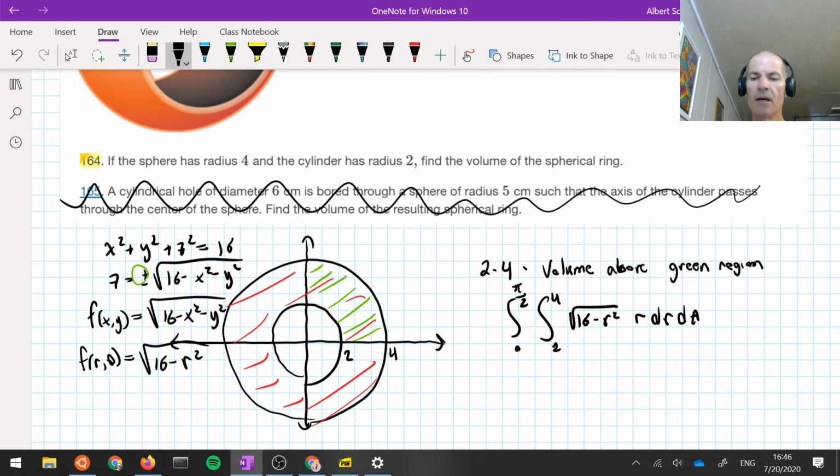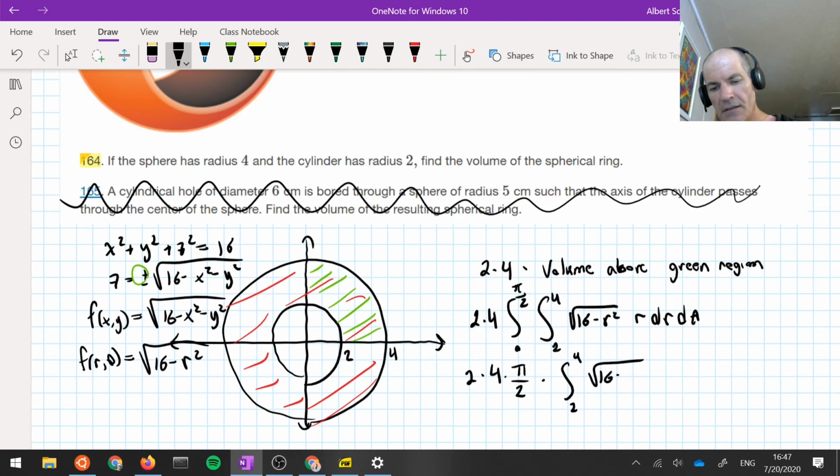Cool. Now, this is a separable integral. We can do the theta integration completely independent of the r integration. If we do the theta integration, we're just going to introduce a factor of pi over 2 out here, along with the factors that we carried along because of symmetry. So this is 2 times 4 out here. And we just have to do the inner integral from 2 to 4 of the square root of 16 minus r squared r dr.